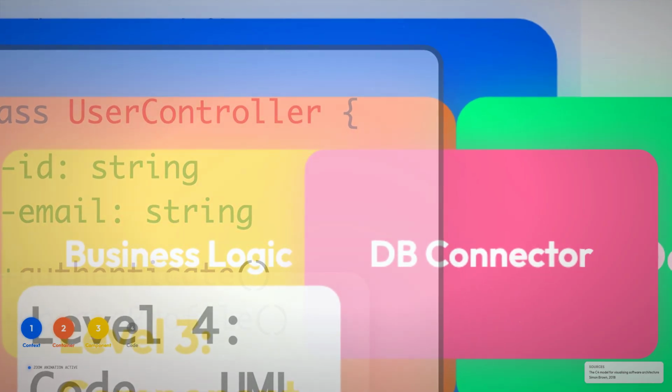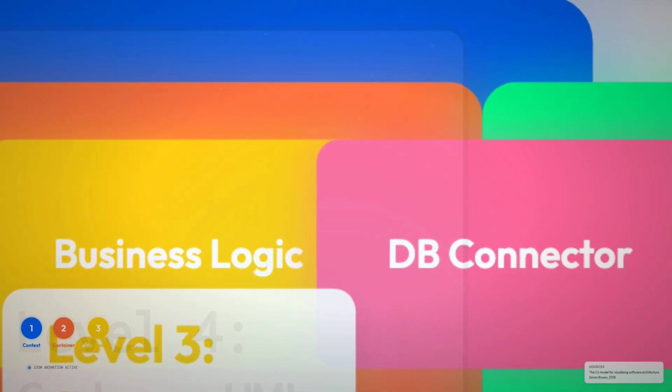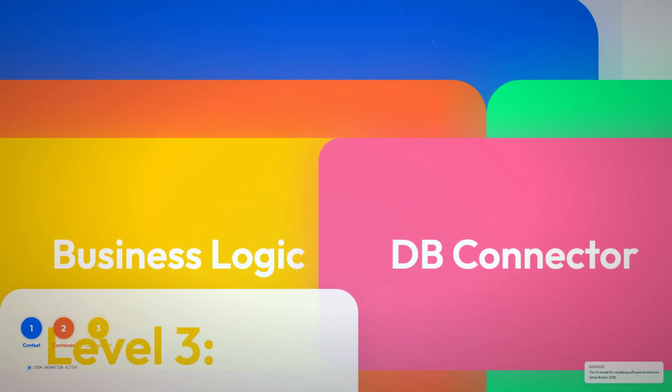Level 3: Component. Inside a container, detail internal structure like authentication or business logic, for the owning team only. Level 4: Code. UML level detail. Generate from tools. Don't maintain manually.